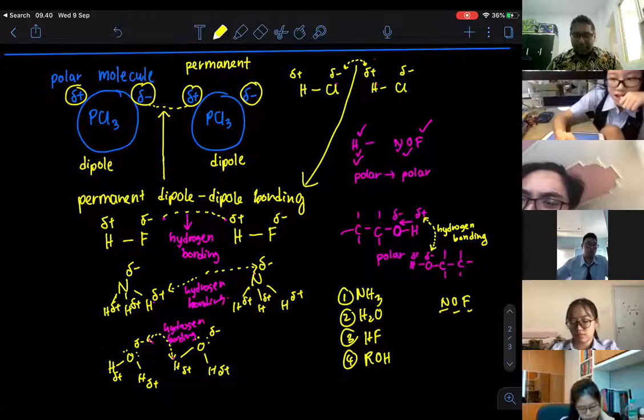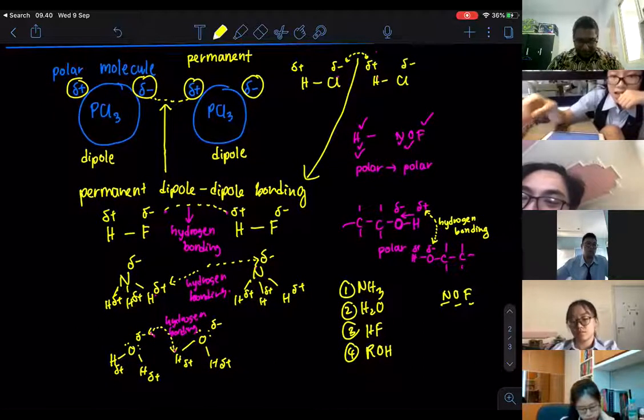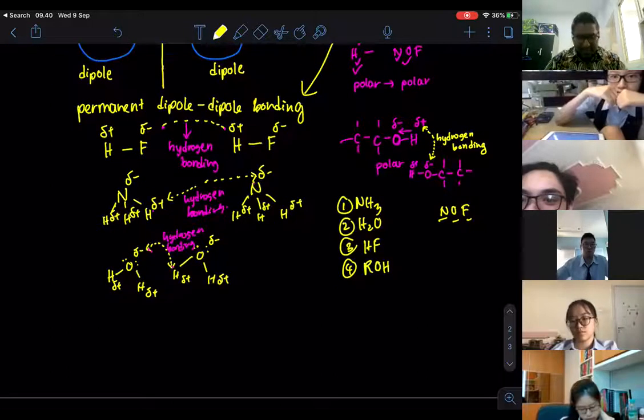Is there any question up to here? No, so we continue. Now we spoke about polar molecules and polar molecules. How about non-polar molecules and non-polar molecules? The last one left is van der Waals forces of attraction.